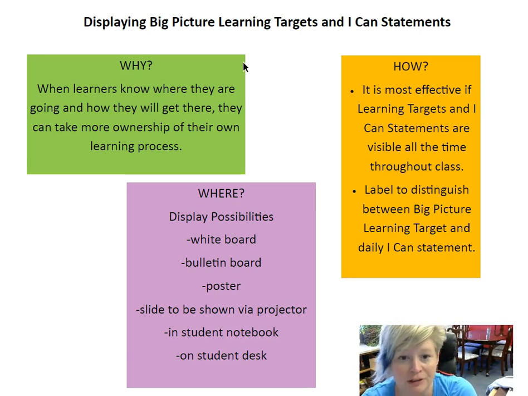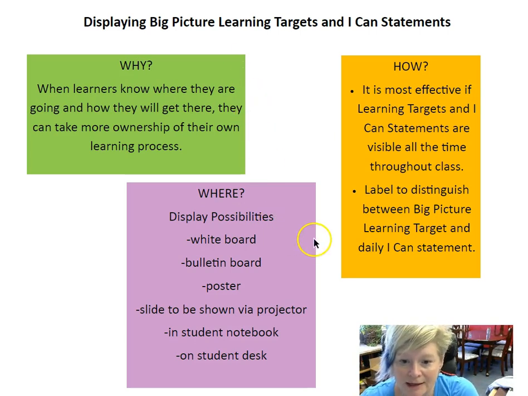Well, how should you display these learning targets? Again, there's no right or wrong answer. It's not just about having it there so somebody walking by can see. It is most effective if you have these learning targets up somewhere where students can see them all the way through class, and it's important to make sure they're labeled so that students are clear on the difference between your big picture target and your I can statement for the day. The most important thing, though, is not having it displayed on the wall. Remember, it's that discussion you engage in with students related to the lesson for the day.